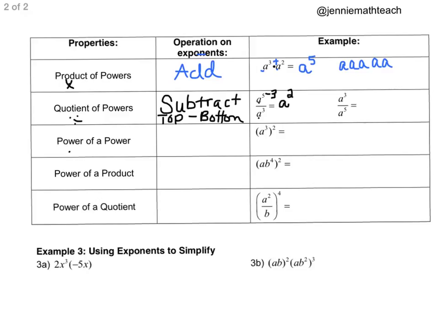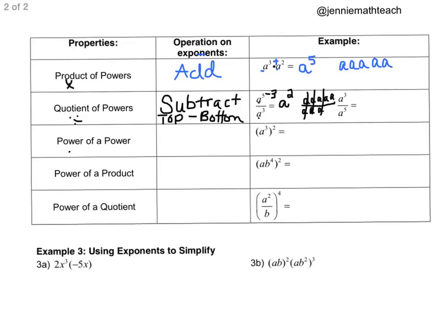Here's a little visual of why that works out. a to the 5th means we have 1, 2, 3, 4, 5 a's on top, and a to the 3rd means we have 1, 2, 3 on the bottom. Whenever you have the same thing on top and bottom, they cancel out. So those a's cancel out, and look what we have left: a times a, which is a squared.